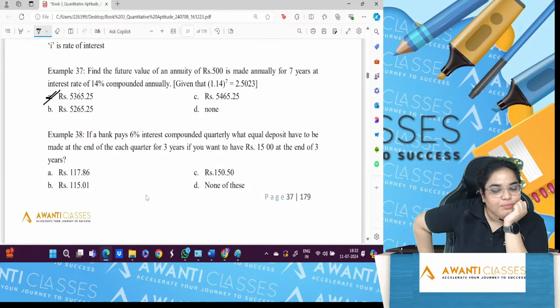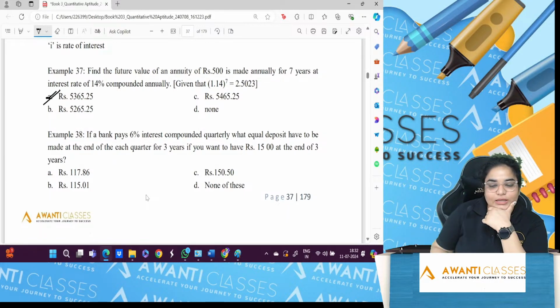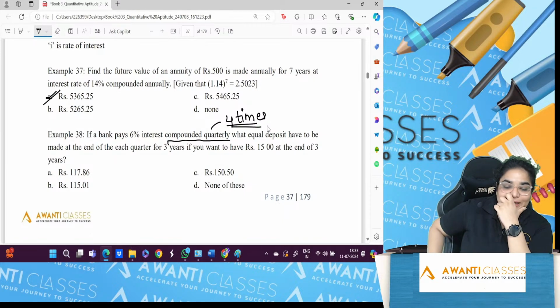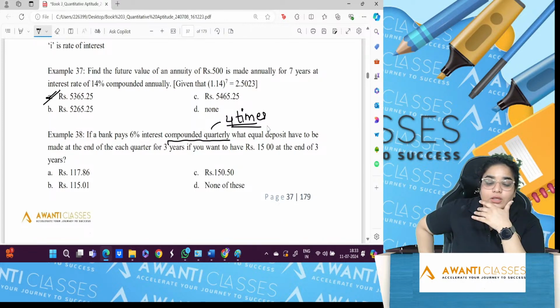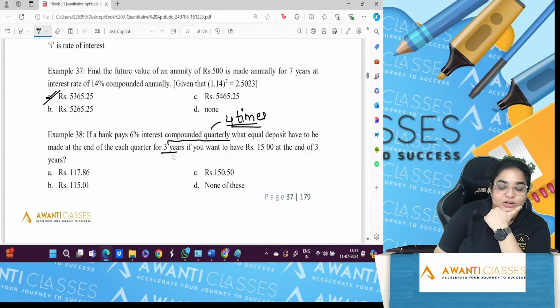Let us look at example number 38. They are saying if a bank pays 6% interest but compounded quarterly. What does compounded quarterly mean? It means 4 times in 1 year, correct? Once in every 3 months. The bank pays 6% interest per annum, compounded quarterly. What equal deposit has to be made at the end of each quarter for 3 years?